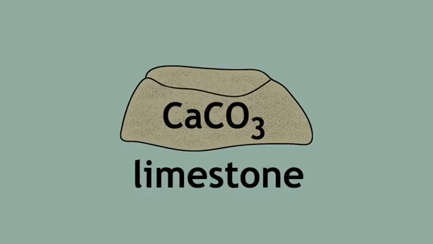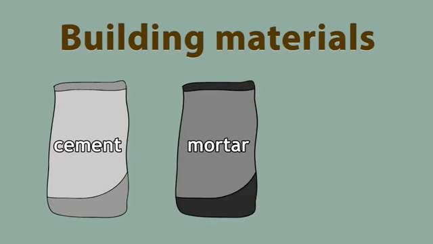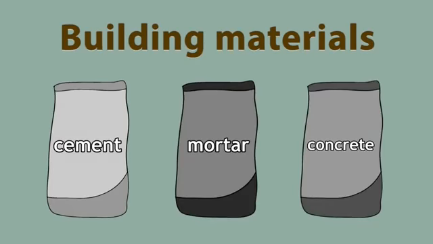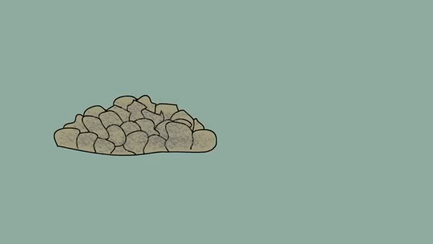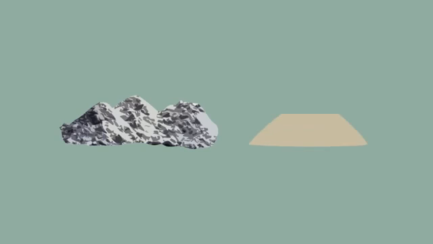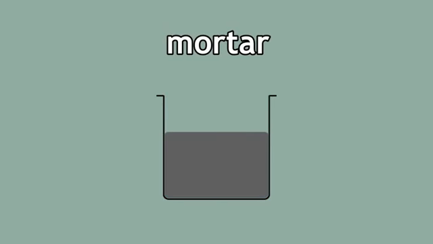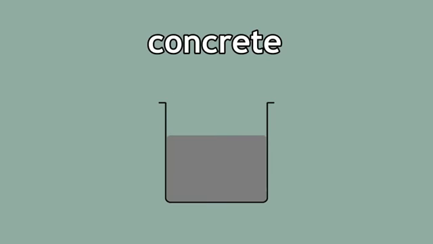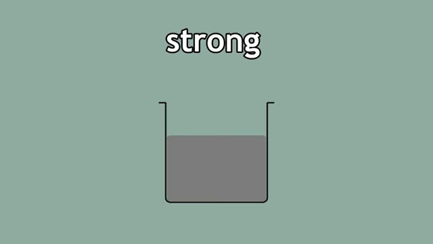Limestone can be used to make other building materials, such as cement, mortar, and concrete. When limestone is crushed and heated with clay in a rotary kiln, cement is made. Cement can be mixed with sand and water to produce mortar, which is used to glue bricks together. Cement can also be mixed with sand, gravel, and water to produce concrete. Concrete, when hardened, is very strong.